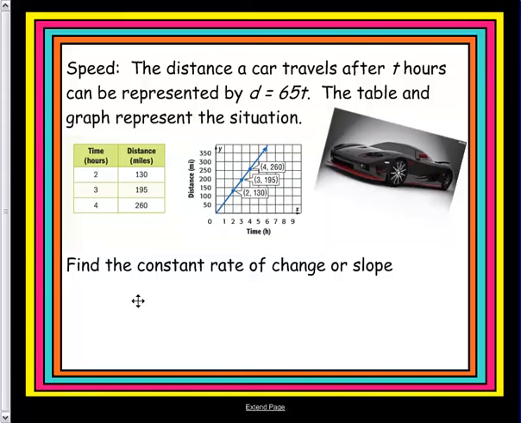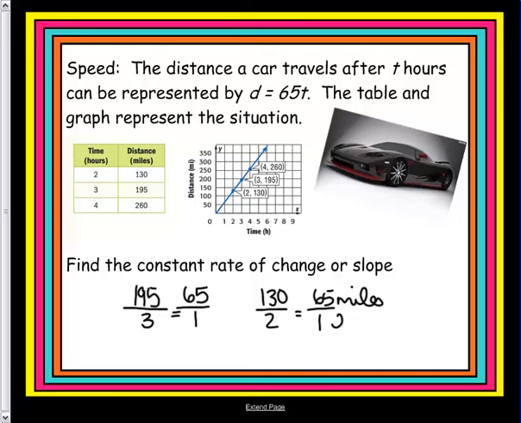So let's look at 2 points. If we have 195 in 3 hours, how much do we have in 1 hour? If we divide by 3, we get 65. If we have 130 in 2 hours, we have 65 in 1 hour. So the unit rate, or the constant rate of change, the slope, is 65 over 1. So 65 miles per hour.